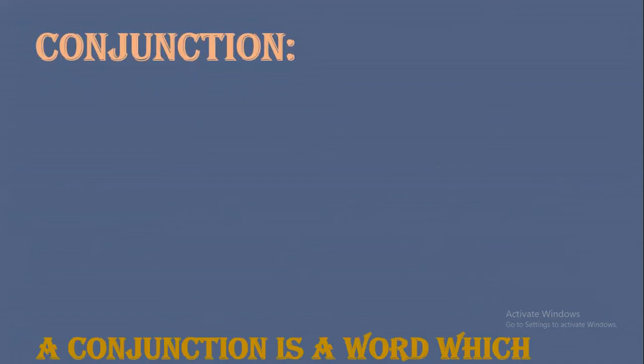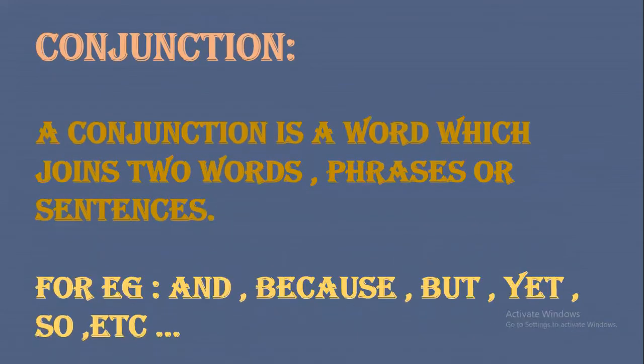Conjunction. A conjunction is a word which joins two words, phrases, or sentences. For example, and, because, but, yet, so, etc.